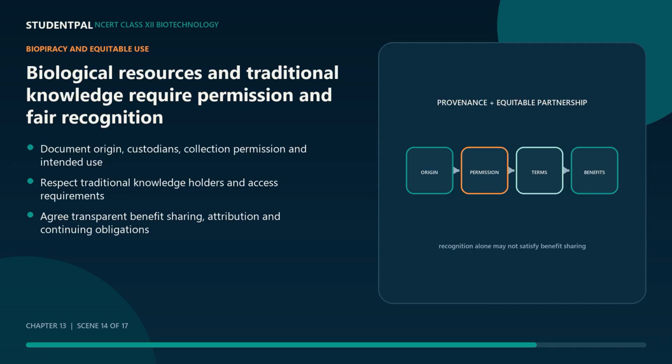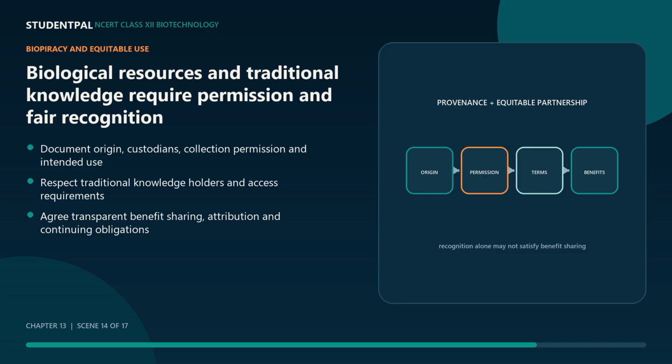Biopiracy concerns unauthorized or inequitable appropriation of biological resources or associated traditional knowledge. A plant, microorganism, or community practice may guide a valuable product, but commercial development does not erase the rights and contributions connected to its origin. Responsible practice documents provenance: where material or knowledge came from, who provided it, what permission was granted, and for which use. It follows applicable access and benefit sharing requirements and obtains prior informed consent when required.